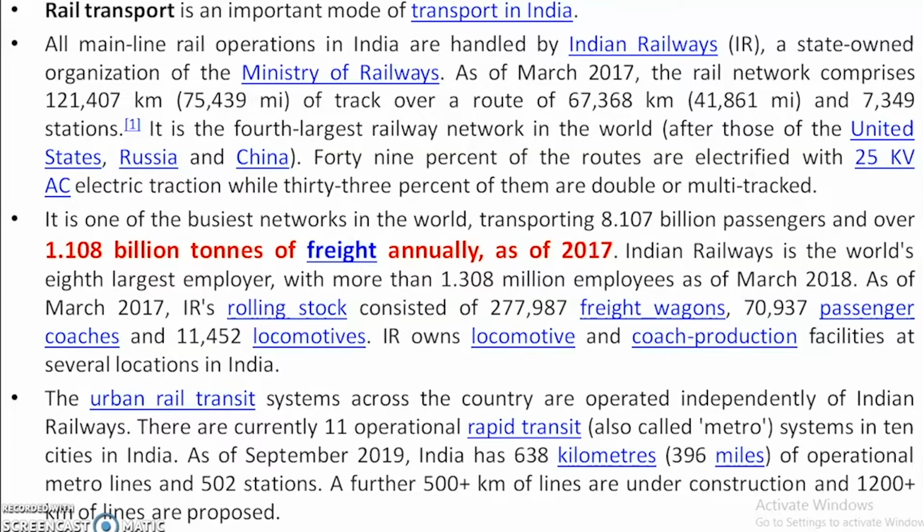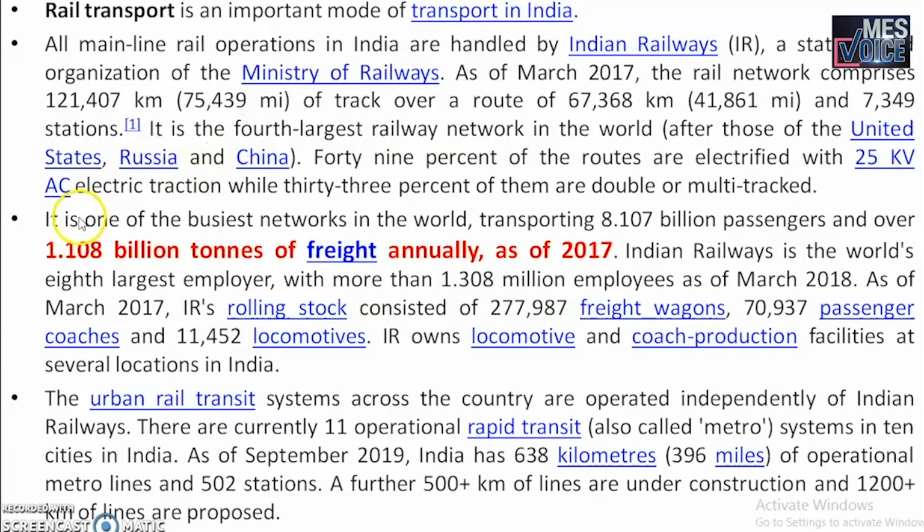This is a part which I have taken from Wikipedia, which gives us current data about the Indian Railways. As you all know, Indian Railways is owned by the Ministry of Railways, and as per the data of 2017, there are almost 75,439 miles of track over a route of 67,368 kilometers, and our railway network is the fourth largest railway network in the world after the US, Russia and China.